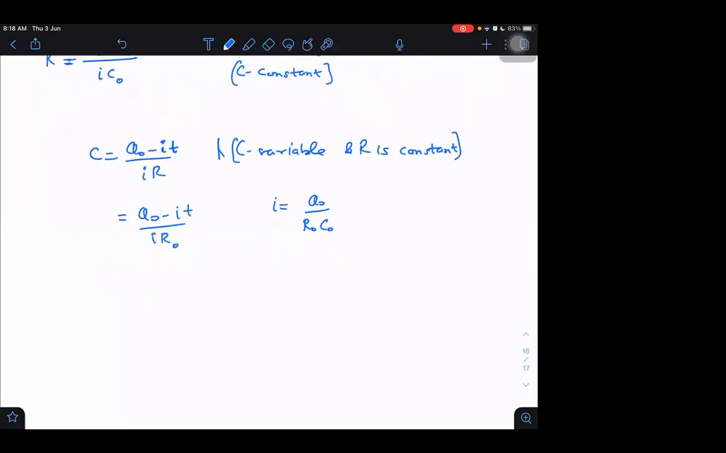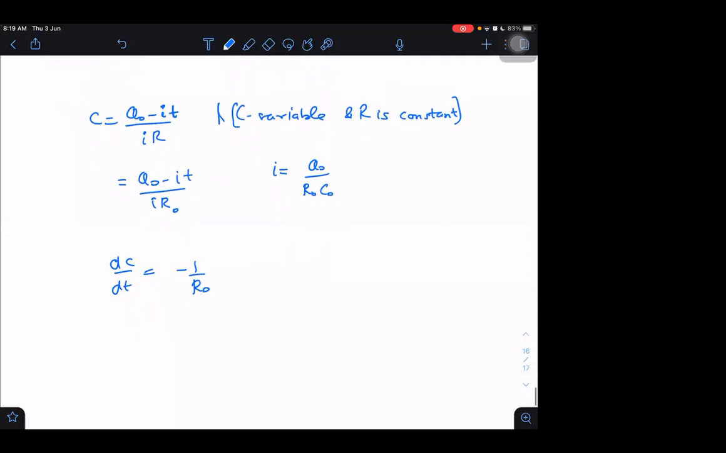But now again two cases from here. One is how should C change with time? dC by dt is equal to Q naught by I R naught minus I by I cancelled 1 by R naught. No, sorry. First is constant only. This will be minus 1 by R naught, correct or not? dC by dt.